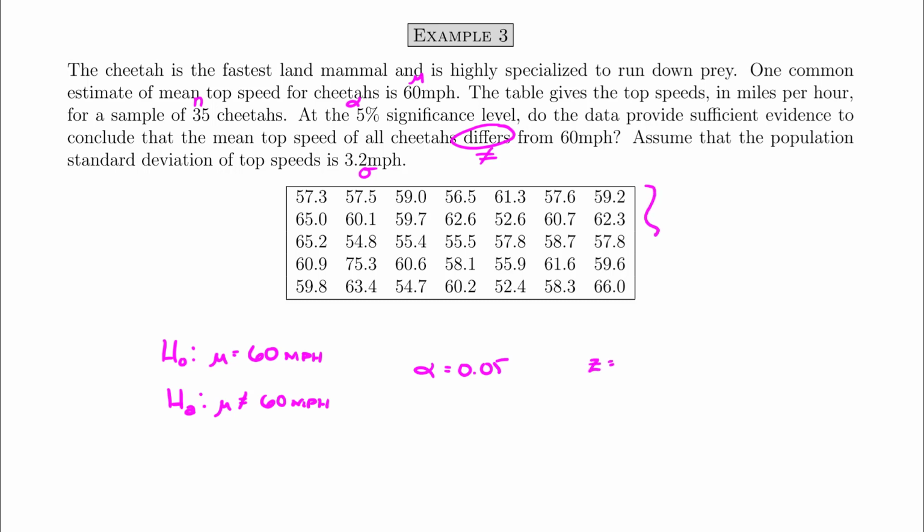The sample mean here is 59.526 miles per hour. So when we set up our test statistic, we have 59.526 minus 60 over the population standard deviation divided by the square root of the sample size. And when we compute that, we get negative 0.88.